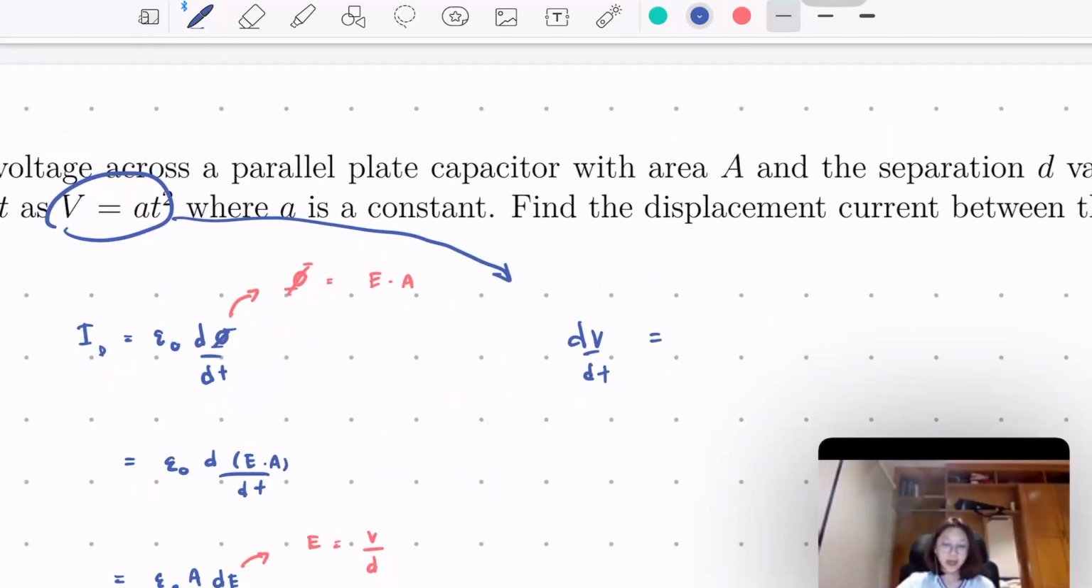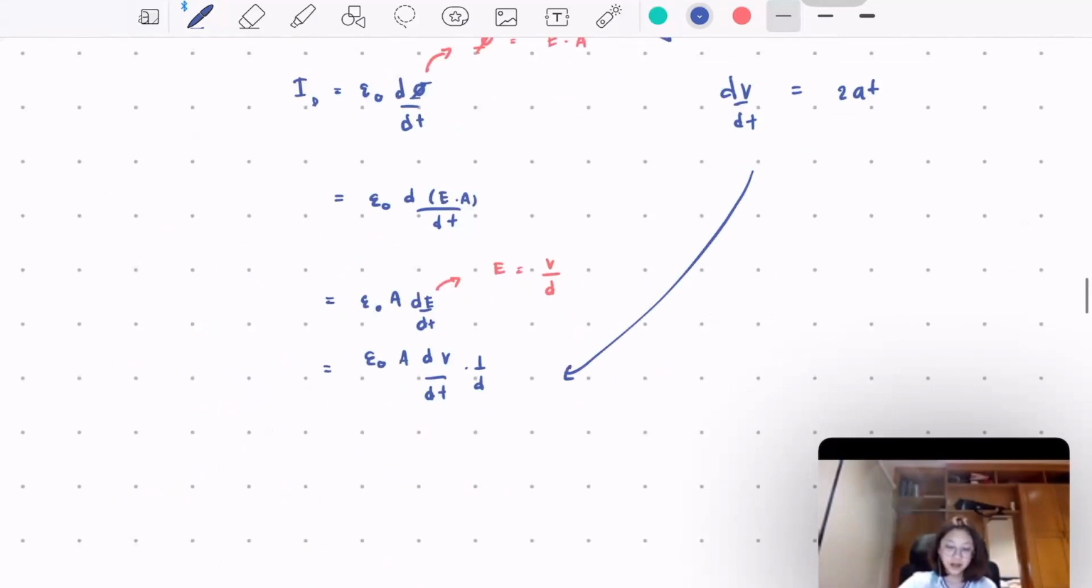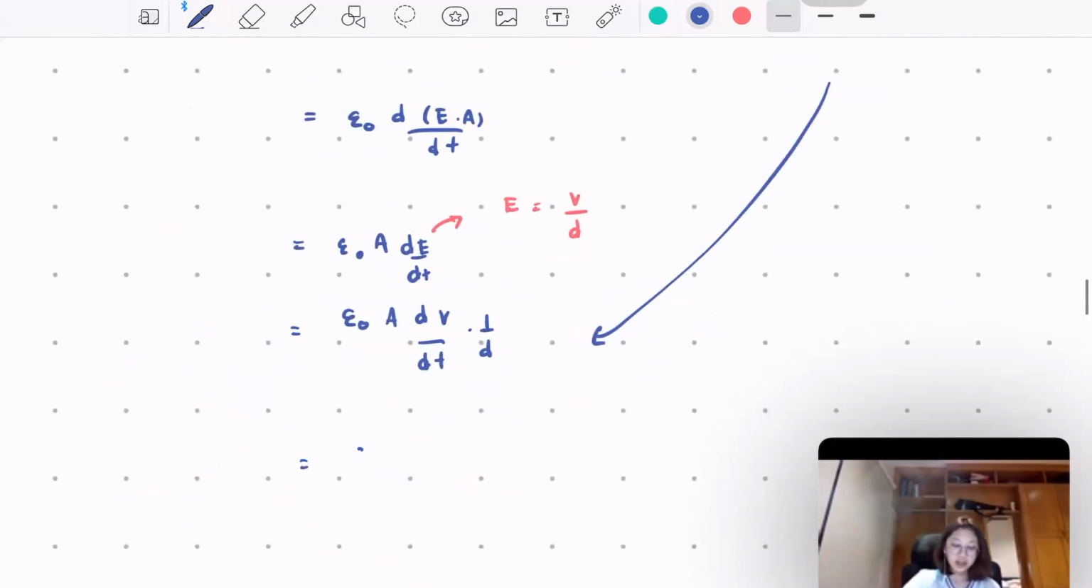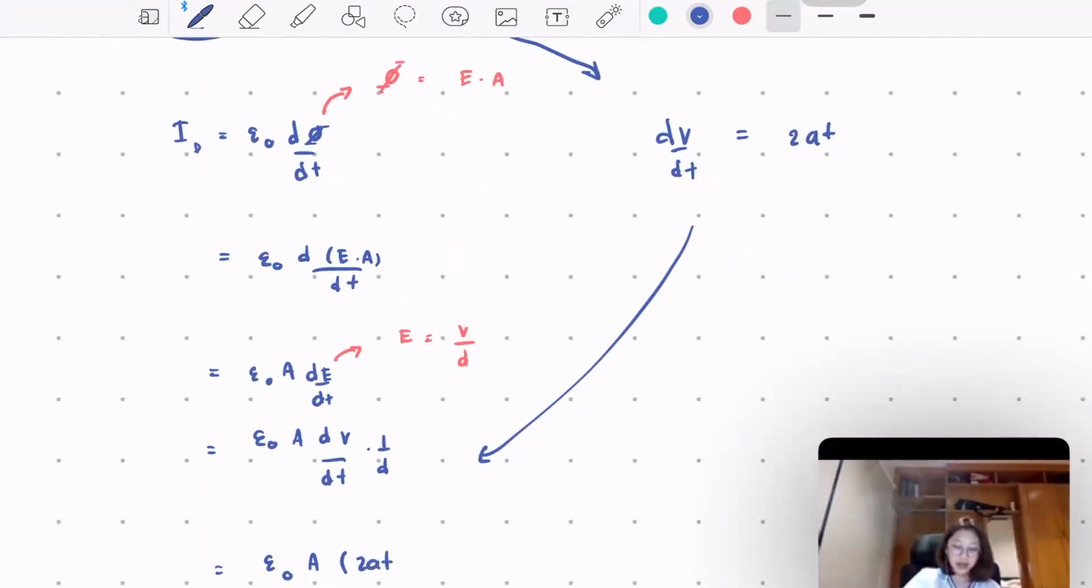And the result is 2at. And then we will insert it inside this equation, which is epsilon naught A multiplied by 2at and divided by d.